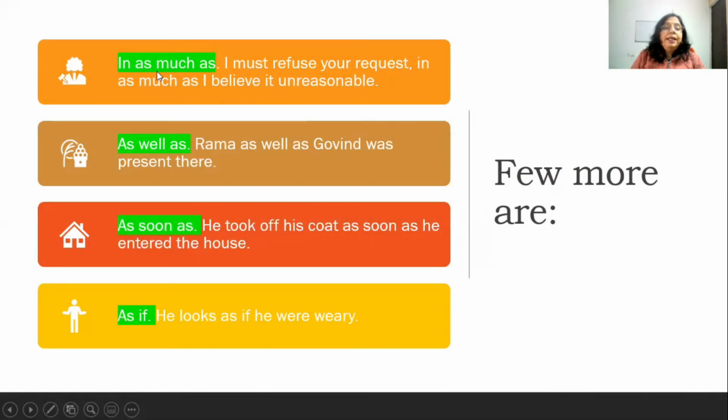A few more are there. Inasmuch as: I must refuse your request inasmuch as I believe it unreasonable. As well as: Rama as well as Govind was present there. As soon as: He took off his coat as soon as he entered the house. As if: He looks as if he were weary.